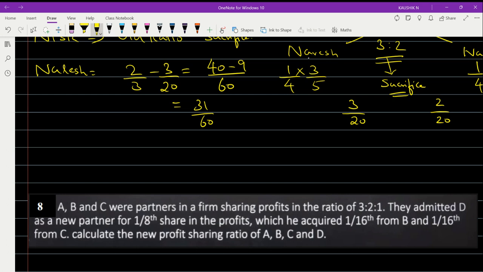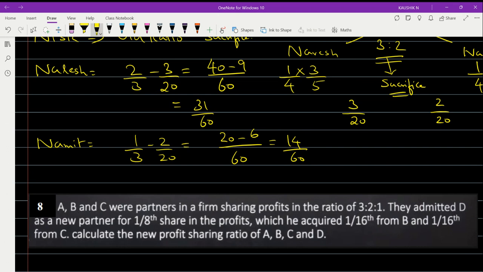Now for the other person, Namit, the old ratio was 1 by 3 minus the sacrifice was 2 by 20. LCM will be 60. So 1 into 20, that is 20, minus 2 into 3, 6. So that gives you 14 by 60.